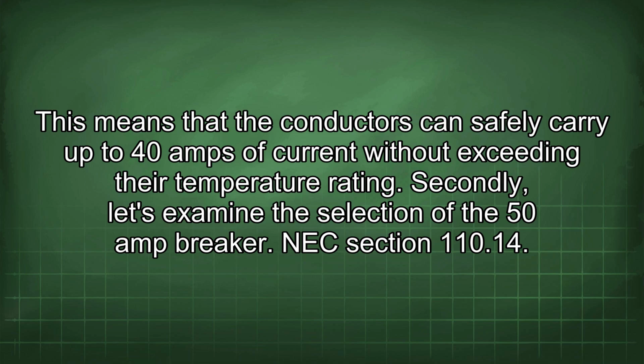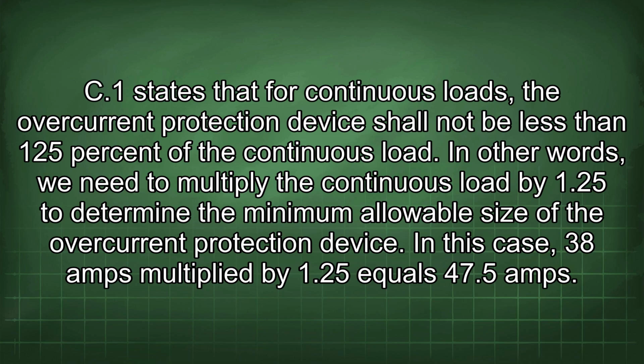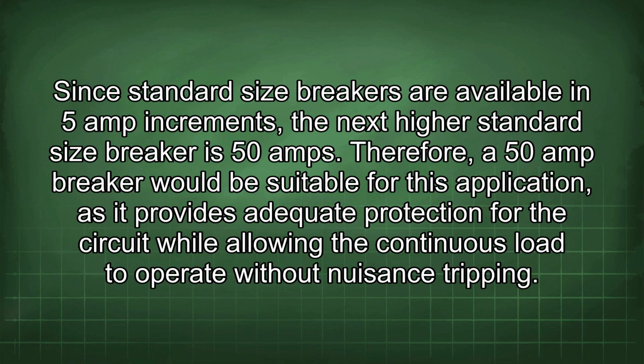Secondly, let's examine the selection of the 50 amp breaker. NEC Section 110.14(C)(1) states that for continuous loads, the overcurrent protection device shall not be less than 125% of the continuous load. In other words, we need to multiply the continuous load by 1.25 to determine the minimum allowable size of the overcurrent protection device. In this case, 38 amps multiplied by 1.25 equals 47.5 amps. Since standard size breakers are available in 5 amp increments, the next highest standard size breaker is 50 amps.